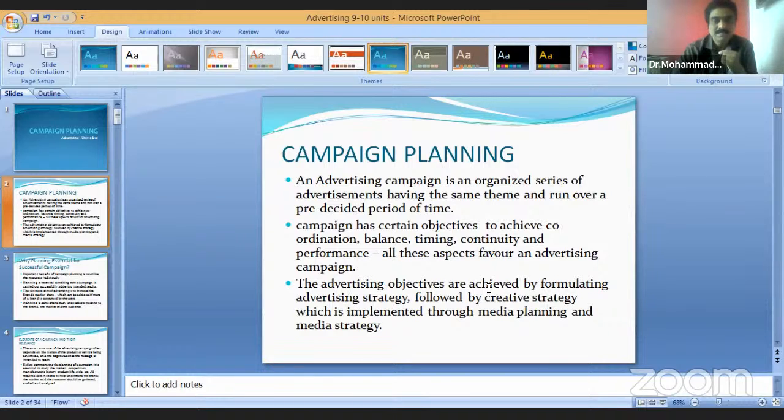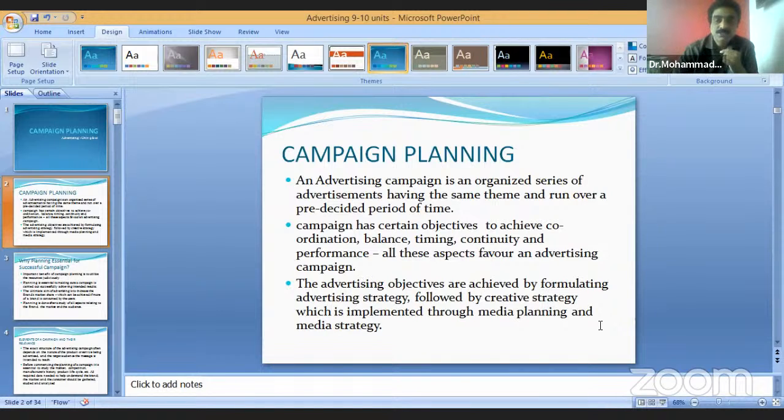There should be a balance. There should be proper coordination between the creative team and the media planning team, the media departments, and we just keep on going. There should be continuity and a time frame, so that we can have our advertisements rolling on a particular media in a particular channel. So we need balance, timing, continuity, and coordination between the departments as well.